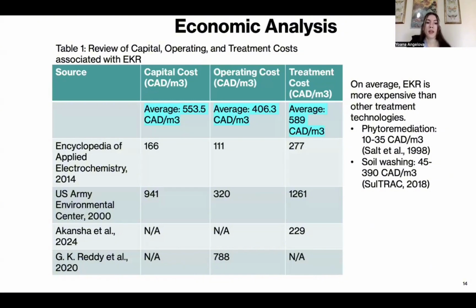So we know that EKR can be an effective remedial technology, but from the client's perspective, cost is one of the most important factors to consider. From our economic analysis, we showed that the average capital cost is 553.5 Canadian dollars per meter squared. The operating cost is 406.3 Canadian dollars per meter squared, and the total treatment cost is around 589 Canadian dollars per meter squared. This is based on four different sources that we were able to find.